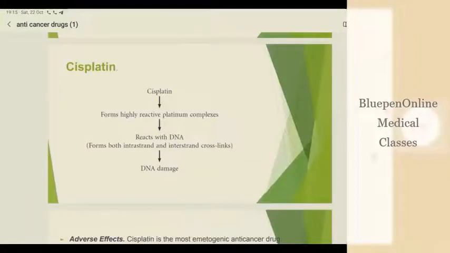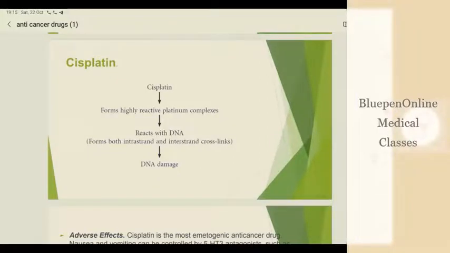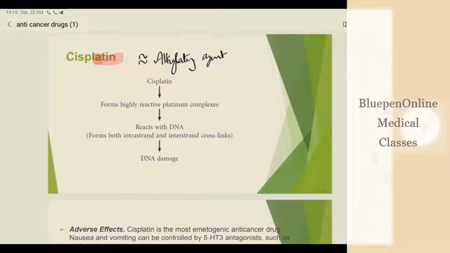Then the next drug is cisplatin. Cisplatin is a platinum containing drug. This platin means it contains platinum. So it forms highly reactive platinum complexes, reacts with DNA, and causes DNA damage. This mechanism is very similar to that of alkylating agents.